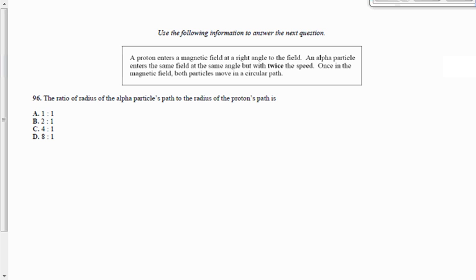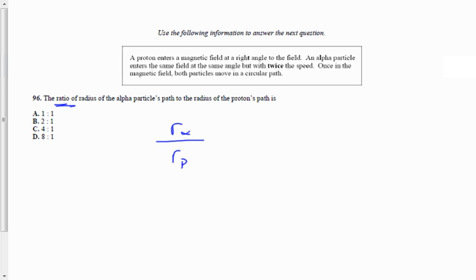The alpha particle enters the same field at the same angle, but at twice the speed. We want to know what the radius of the path of the alpha particle is as compared to the radius of the path of the proton's particle. So we're looking for a ratio between the two. Okay, the word ratio means the same thing as the word compare, and the word compare means divide. So every time you see a question where you're looking for a ratio, or looking to compare, I want you to divide two numbers. The ratio of the radius of the alpha particle's path to the proton's path: let's divide the radius of the alpha particle's path by the radius of the proton's path.